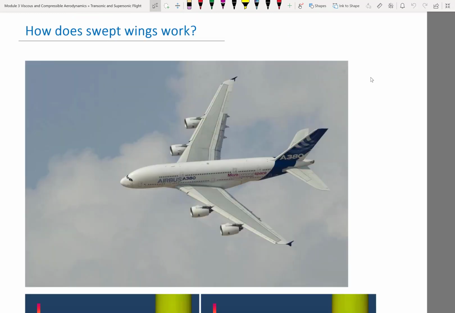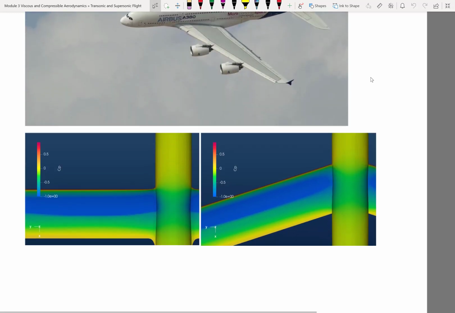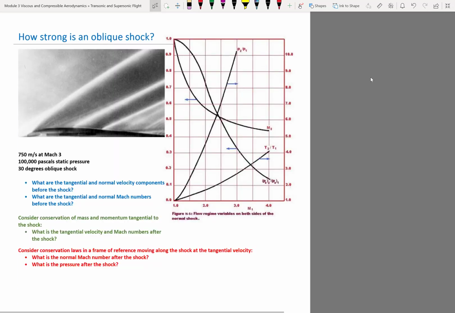If we have a swept wing, what's happening is that if you look at the CFD calculations for two airplanes, one has a straight wing, one has a swept wing, right? You can clearly see that the swept wing has an oblique shock wave. So the shock wave is actually not normal to the flow direction like this one. So why is it advantageous to have a swept wing that creates an oblique shock? Let me go through a very simple example to demonstrate that.